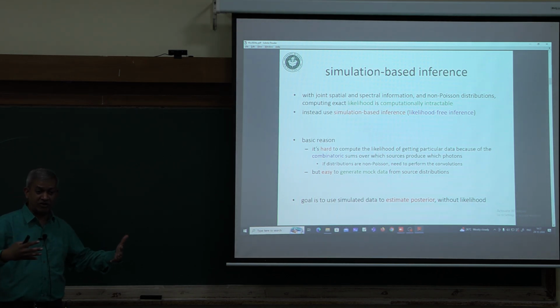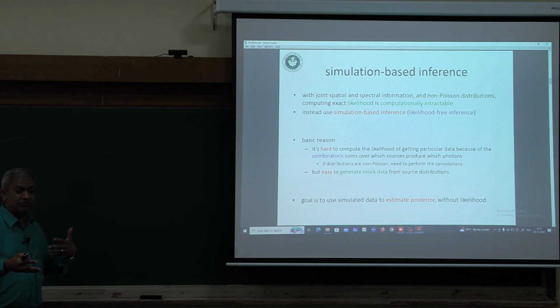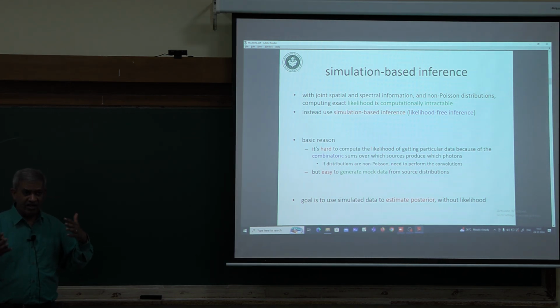You wouldn't have to actually do the convolutions because the convolution of two Poissons is just a Poisson. But as soon as one of your distributions is non-Poisson, now you have to do the convolutions. And performing those combinatoric sums, that's very hard. But the thing which is easy to do is just to generate mock data.